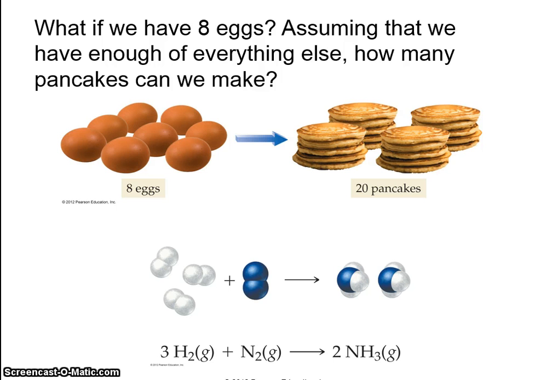So what if we have 8 eggs, assuming that we have enough of everything else to make pancakes? How many pancakes can we make? Well, if we take 2 eggs, which makes 5 pancakes, and multiply by 4, we would have 8 eggs and come up with 20 pancakes. Well, the same thing happens in a chemical reaction shown here down below. Here we see 3 molecules of hydrogen forming with 1 molecule of nitrogen gas to create ammonia, 2 moles.